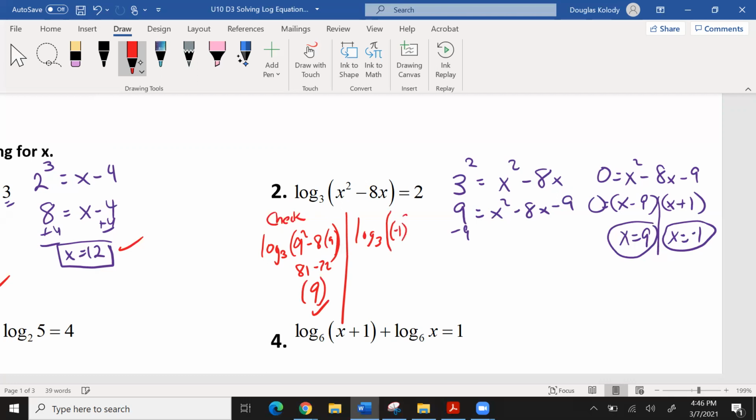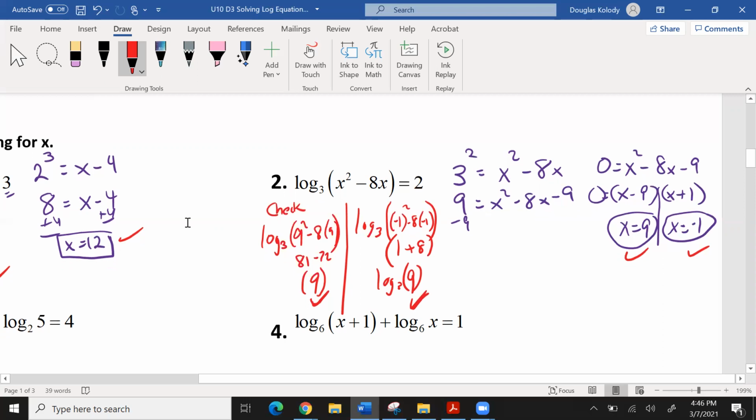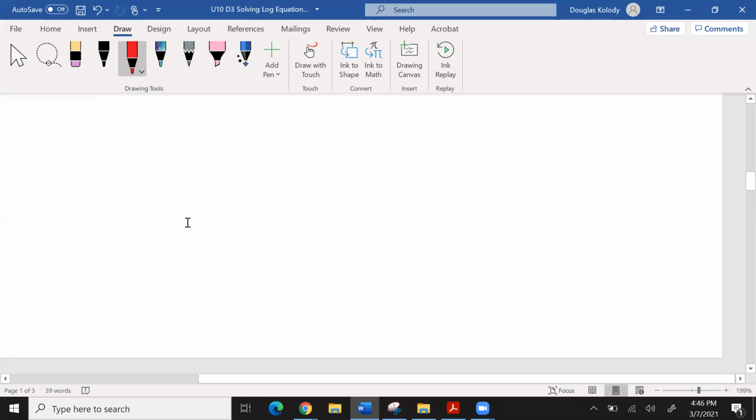Negative 1 squared minus 8 times negative 1. So then negative 1 squared is 1. Negative 8 times negative 1 is positive 8. Ooh, and 1 plus 8 is 9. Log base 3 of 9. Once again, that checks out. So you know what? Both of these answers check out. That's it. I'm just looking to see that I have the log of a positive number. I am not allowed to have a log of a negative number or a log of 0. That's it for example 2.